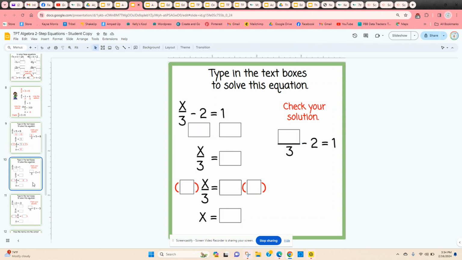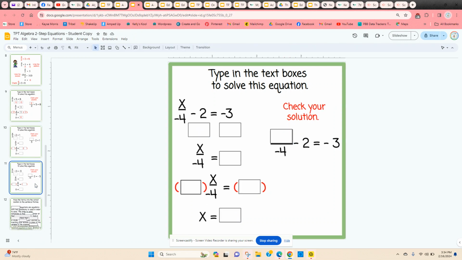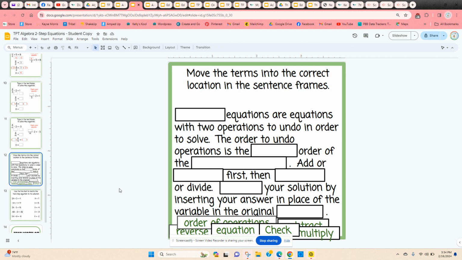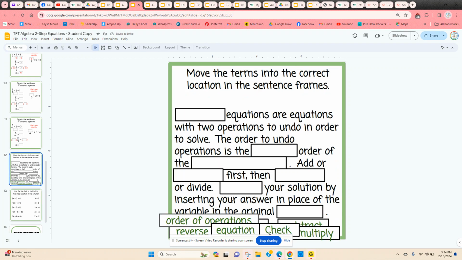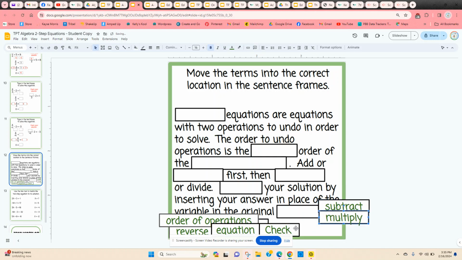So they have a few more to solve, lots of practice here. When they get to slide 12, they're going to be doing a drag and drop on the vocabulary. So it's just kind of a review of what they've done. So, two-step equations. Looks like I'm going to move these to the side so I can find it. Should be a two-step equations in here.